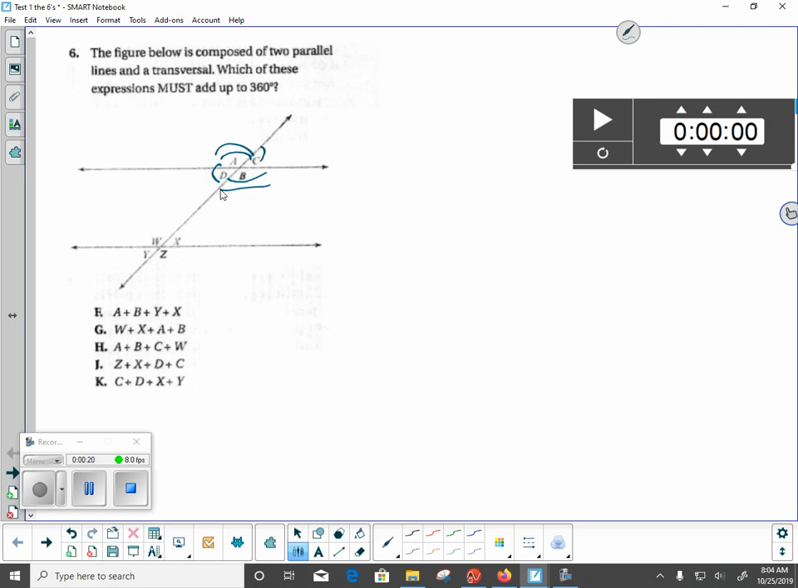And then I know that the alternate interior angles will be congruent. So these are going to be my small angles. These are going to be my large angles. So the only combination that has two large and two small will be choice F.